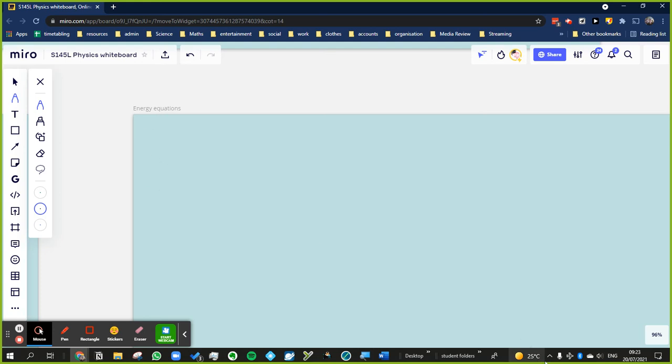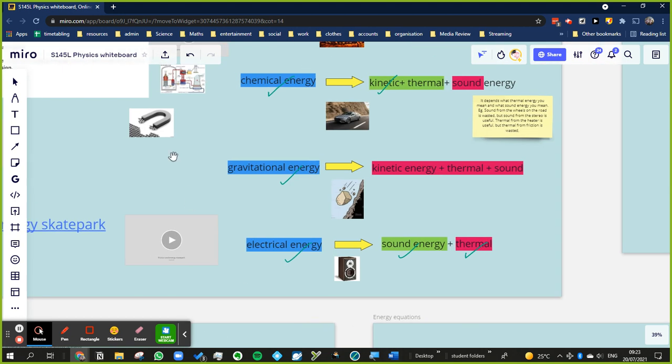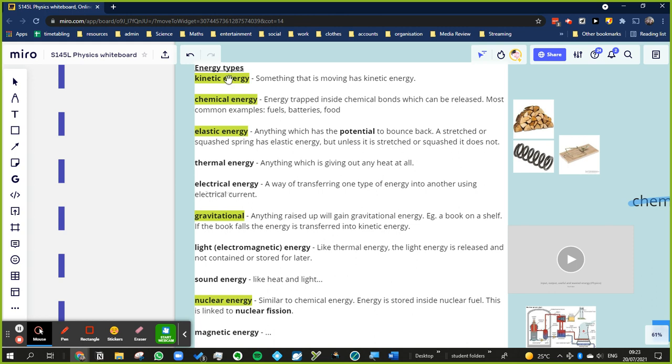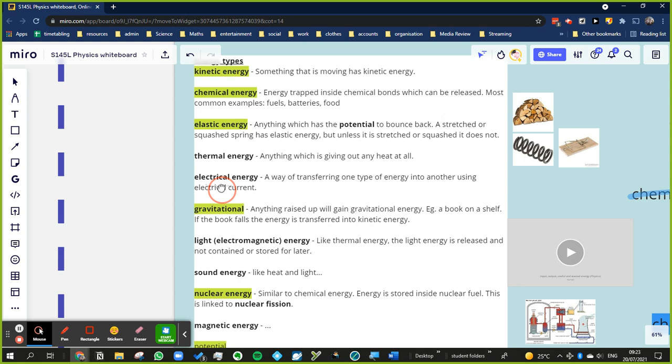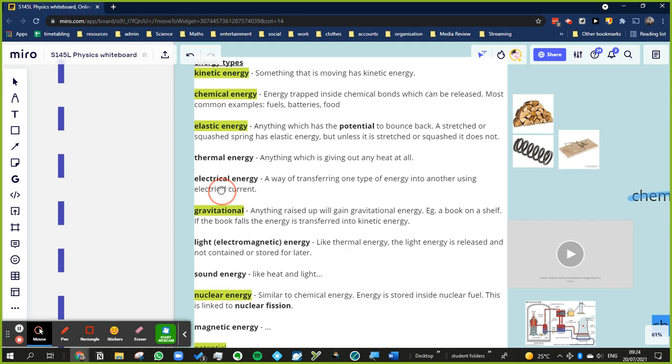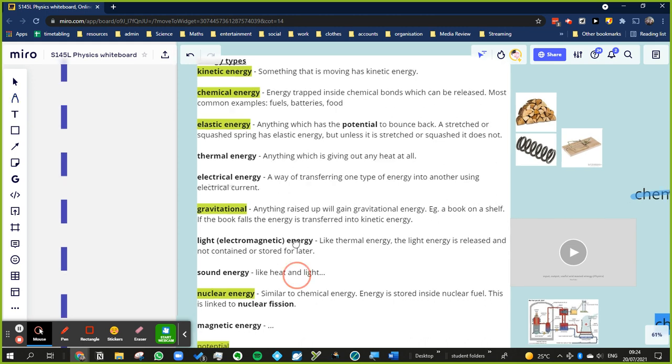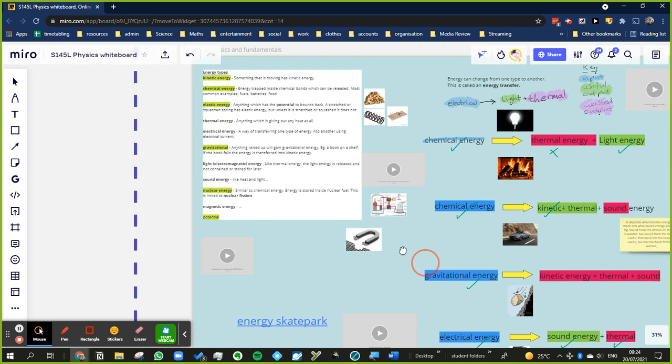So we've learned the different types of energies before, all the types up here. Some of these we can calculate. We can calculate kinetic energy, elastic energy. You can probably calculate a lot of them, but we're just going to look at the ones that are in your GCSE: kinetic energy, elastic energy, thermal energy, electrical energy, gravitational energy.